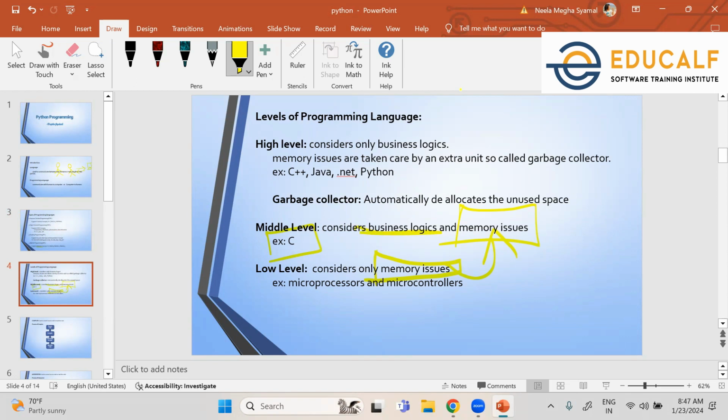When coming to high level, you have to consider only business logic. You are not bothered about the memory issues because memory issues are taken care of by an extra unit so-called garbage collector. What is a garbage collector again? Garbage collector is a process that is very much within the programming language. As it is within the programming language, it automatically deallocates the unused space that was present in the programming.